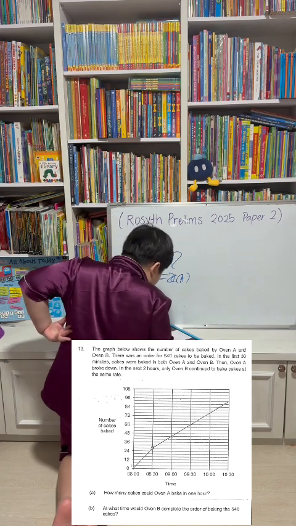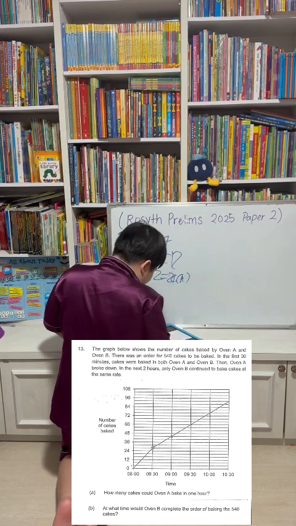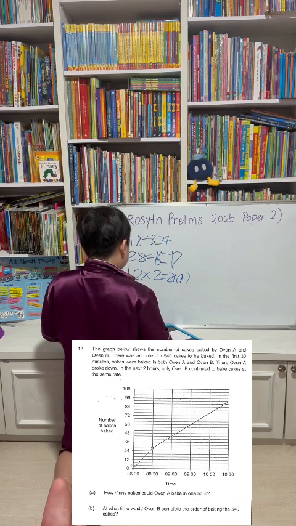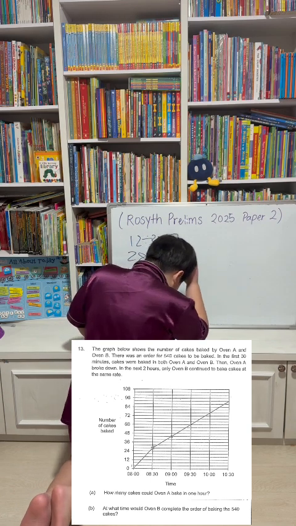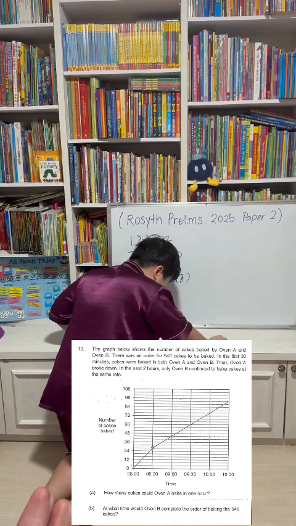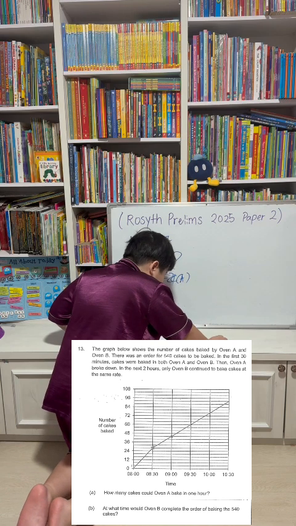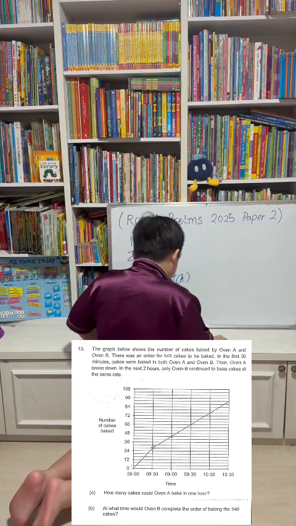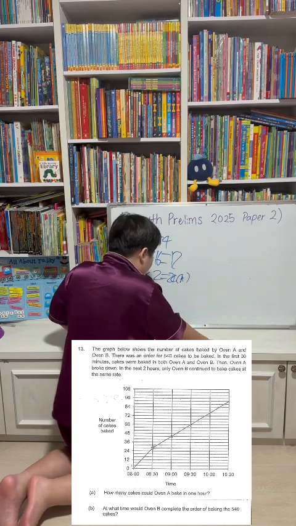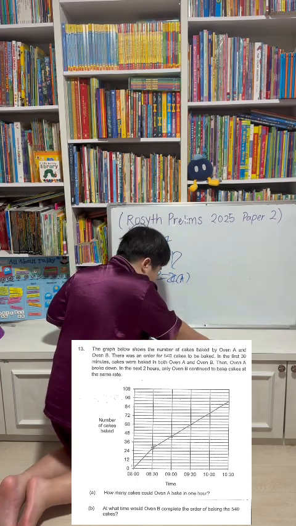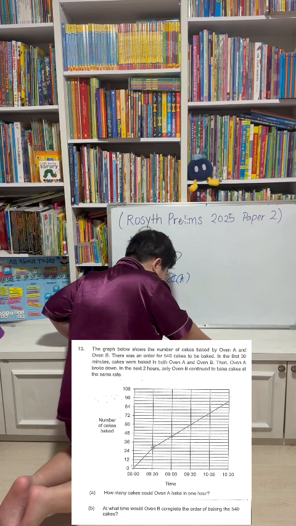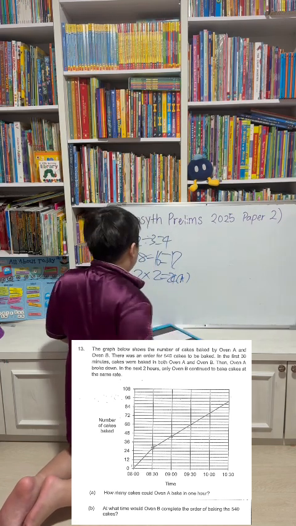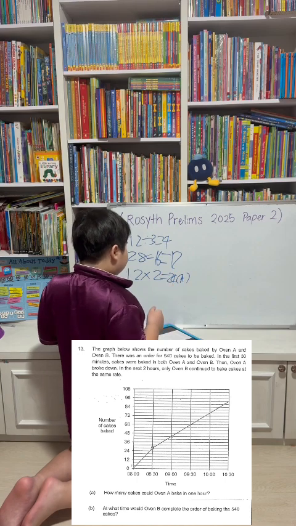Okay, next. Oven B, what time will oven B complete the order of baking 540 cakes? Okay, so oven B bakes 16 cakes per 30 minutes. But we also need to include the cakes oven A helped oven B bake in the first 30 minutes. So we first find how many 30-minute periods only oven B used to make the cakes.